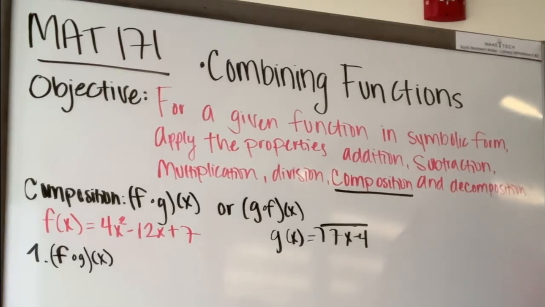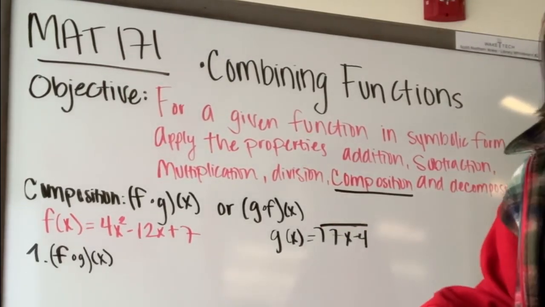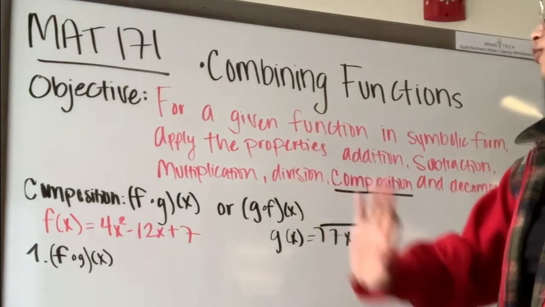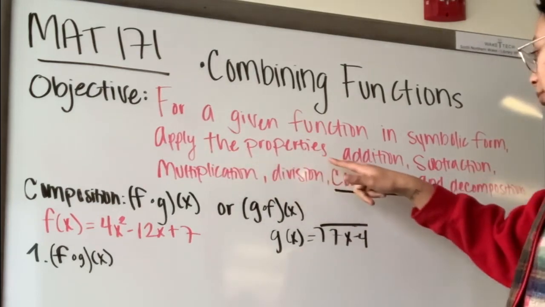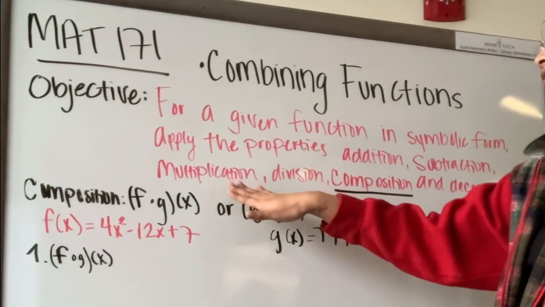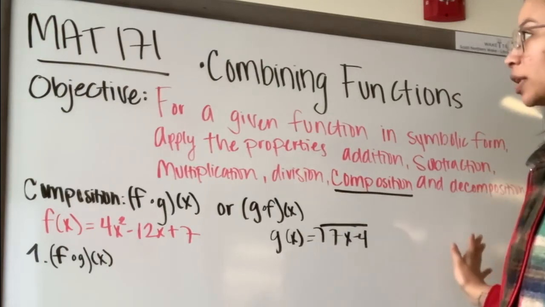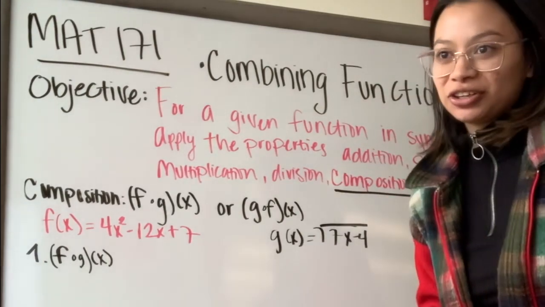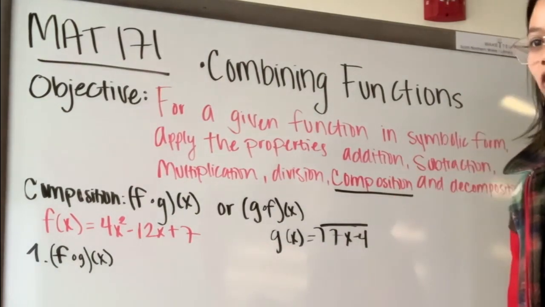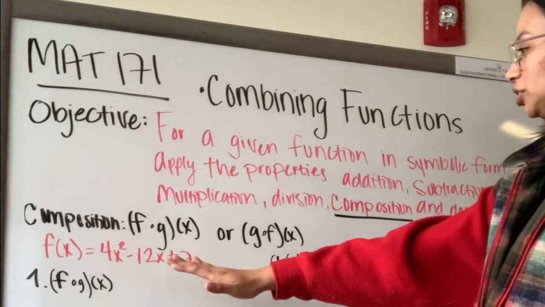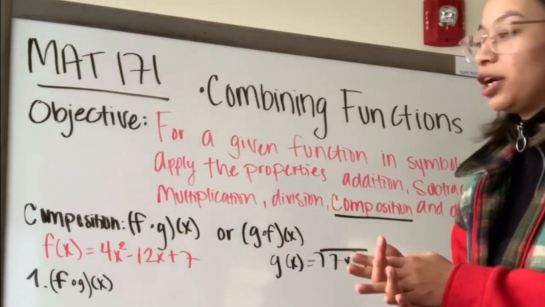Okay, so today we are going to be talking about combining functions. Our objective for this lesson is for a given function in symbolic form, apply the properties addition, subtraction, multiplication, division, composition, and decomposition. For this lesson in particular, we're going to be discussing what composition means and how to solve it. So, composition is the meaning of two functions being composed of one another.